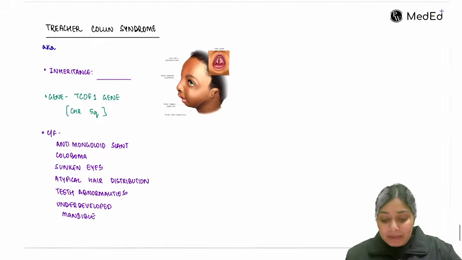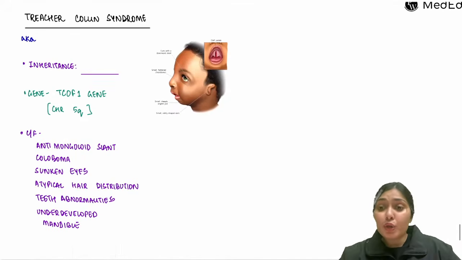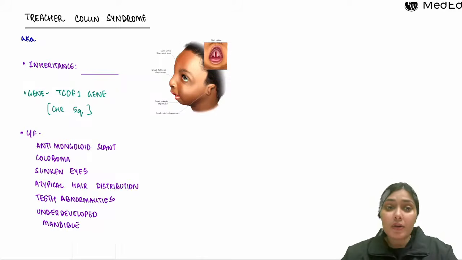So just to complete, I have two or three genetic disorders left. First is Treacher Collins. These are not very important for your exam, just good to know once. Treacher Collins, Pierre Robin sequence, because in your NEET PG or INI exam they can be asked. And then we have fetal alcohol syndrome and fetal hydantoin syndrome. Let's go through them very quickly.